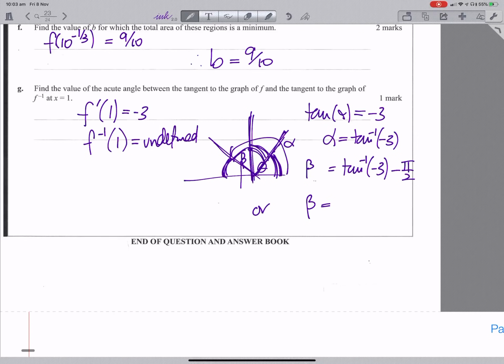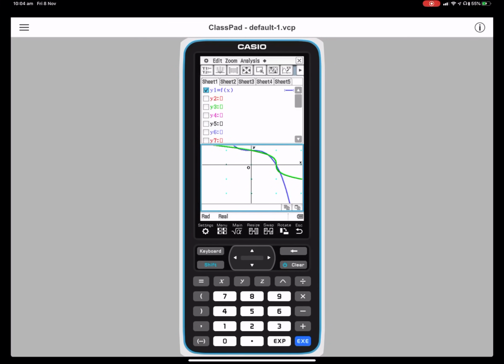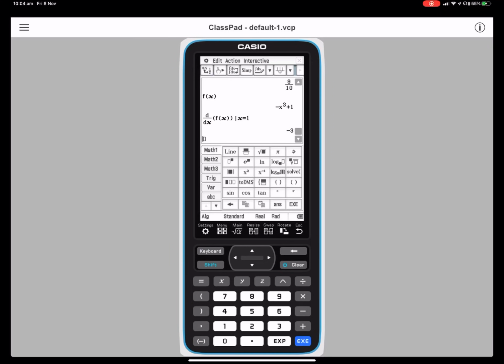So if we did pi on 2 minus tan inverse of 3, because tan inverse of -3, oh no, tan inverse of -3 would give us this angle around here. So if we do that minus pi on 2, we get the angle that's in between. Or we can say pi on 2, which is here, minus tan inverse of +3, which is this angle in here. Either of them are correct. Let's just check and make sure they're the same.